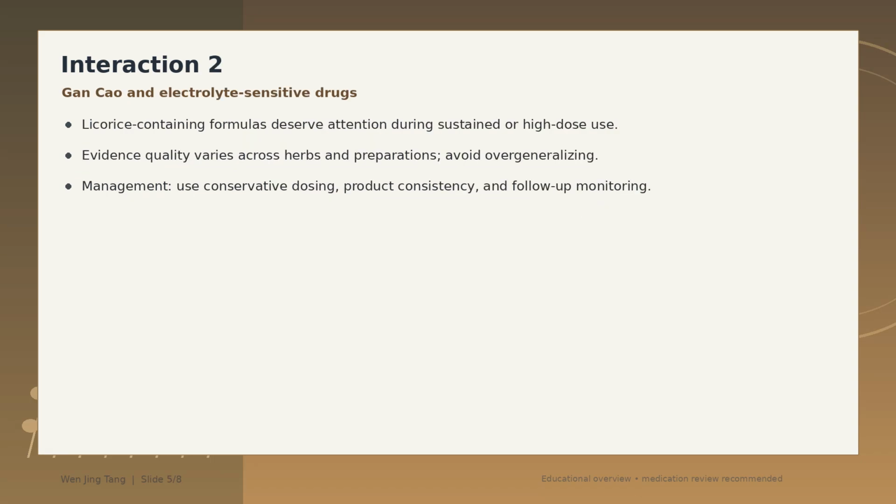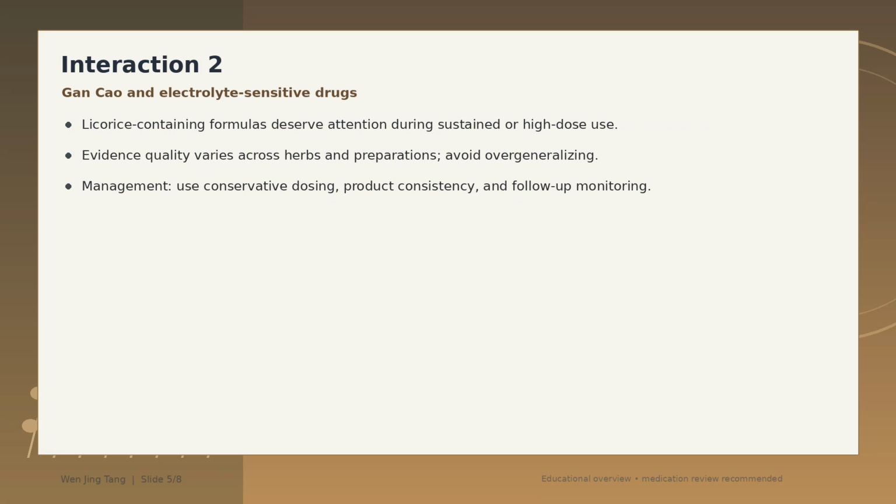The second interaction focuses on Gan Cao and electrolyte-sensitive drugs. Licorice-containing formulas deserve attention during sustained or high-dose use. Glycyrrhizin can produce a mineralocorticoid-like effect in susceptible people, with sodium retention, blood pressure elevation, and potassium loss. That can matter with loop or thiazide diuretics, digoxin, corticosteroids, antiarrhythmics, and existing hypertension. The risk is dose, duration, and patient-dependent.